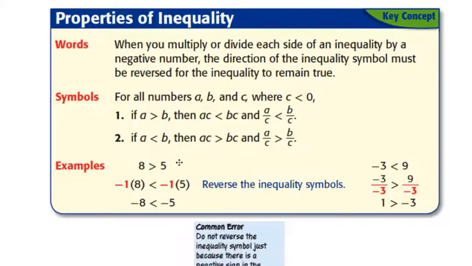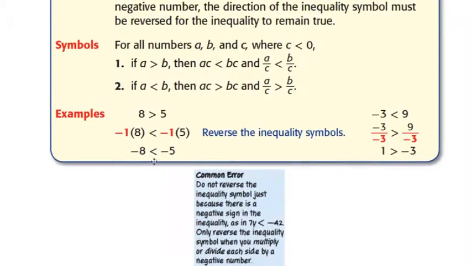Here's some examples for you to look at. 8 is greater than 5, but when we multiply by a negative number, notice the next step, once we multiply by that, this flips the other way. Okay? We started out with 8 greater than 5, but when we multiplied, it flipped to being less than. Same thing on the right-hand side. Okay?